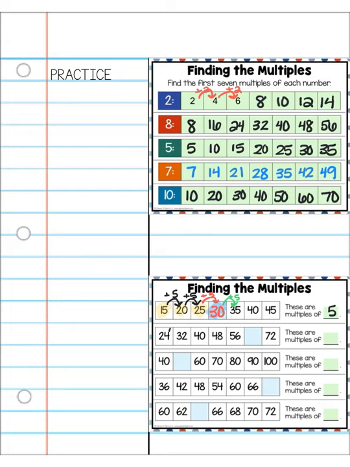To get from 24 to 32, I have to add 8. And I can do that by subtracting 32 minus 24, and it will give me 8. And I know that to get from 32 to 40, I also add 8. So I know that these are multiples of 8. Now to find the missing multiple, I need to add 56 plus 8. And that will be 64.